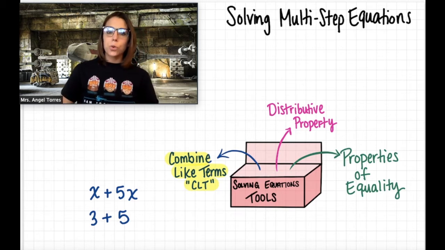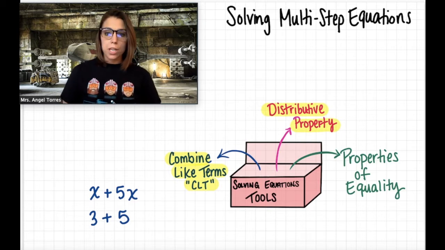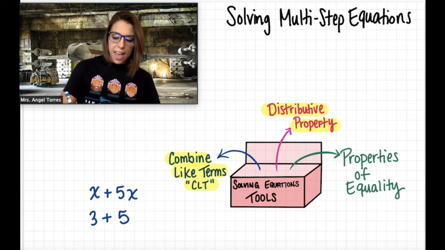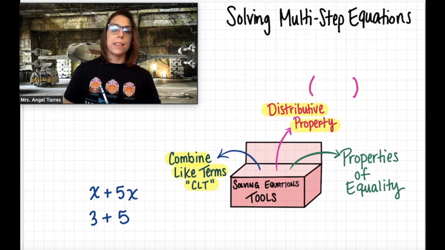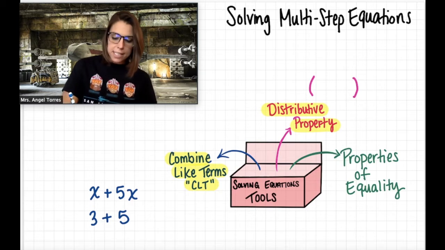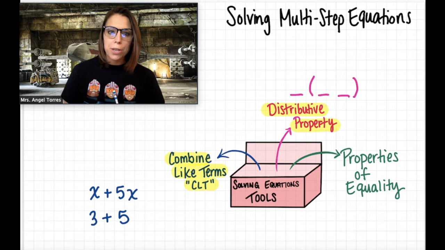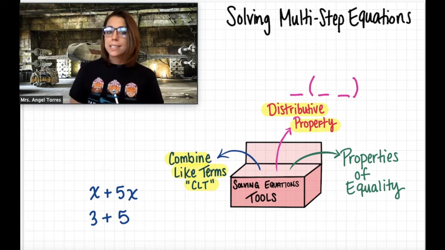The second tool in our toolbox is our distributive property. There's one way that we can tell that we're going to use our distributive property, and that is if you see parentheses. If you see parentheses and specifically a value on the outside, that means that you will be using the distributive property at some point.